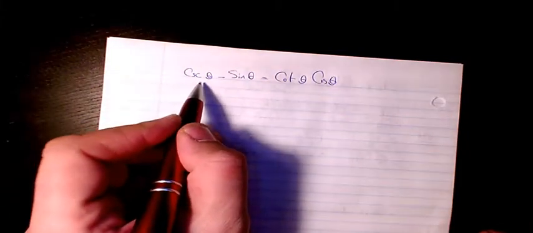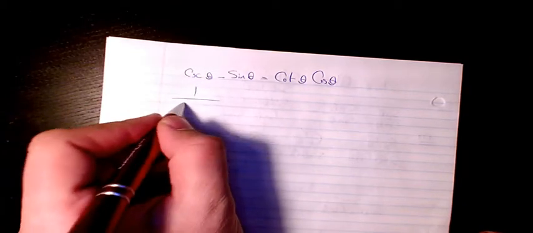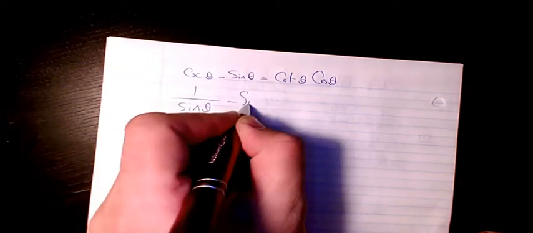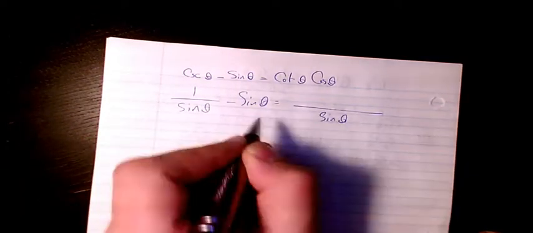So here we have cosecant theta minus sine theta equals cotangent theta times cosine theta. So I right away convert it to sine and cosine. This one is the inverse of sine minus sine theta. So now I need to find the common denominator, because the denominator is 1. It's going to be 1 minus sine squared theta, because sine times sine is sine squared.